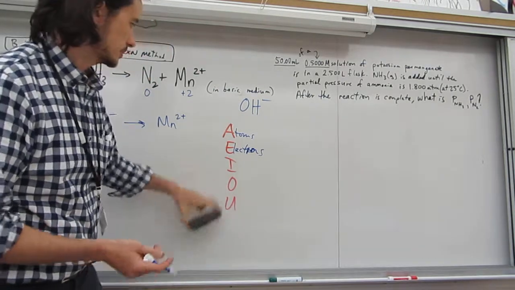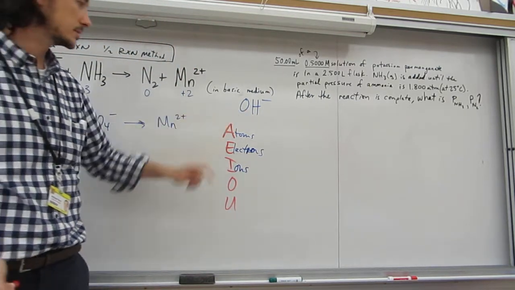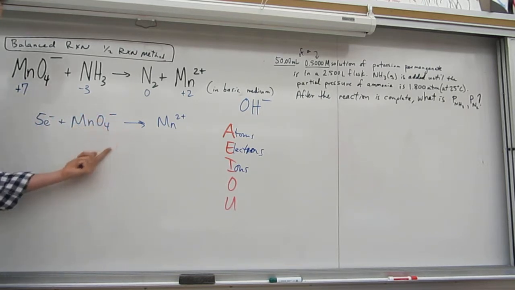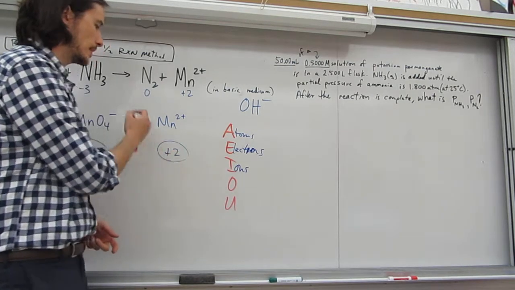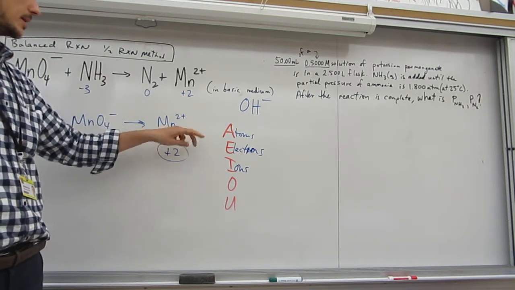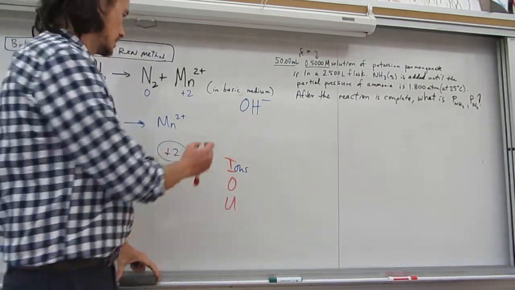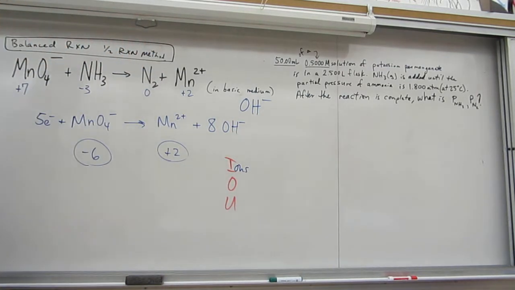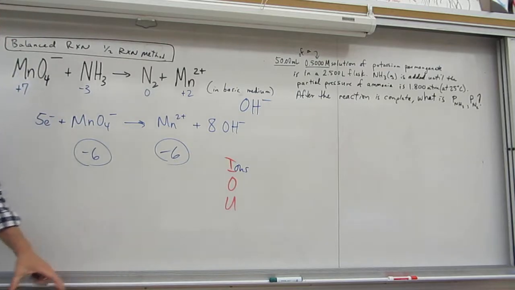I is ions, and we just said this is a basic medium, so we're using hydroxide for the ions. We look at the charge, we've got 5 minus and -1, so we've got a total of -6 on the reactant side. We've got +2 on the product side, so we need enough hydroxides over here to make the product side -6. That is +8 OH. The hydroxide brings that down. Now they are both -6.